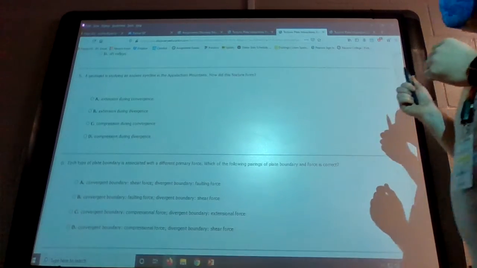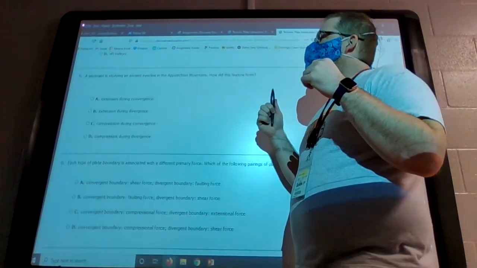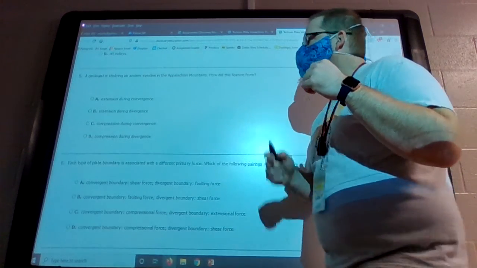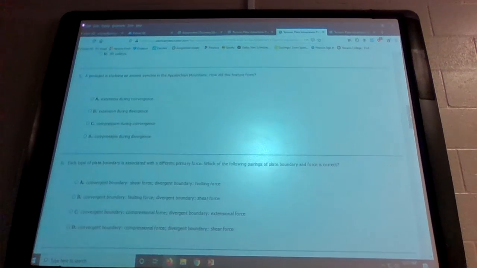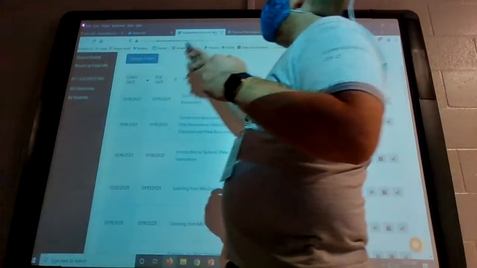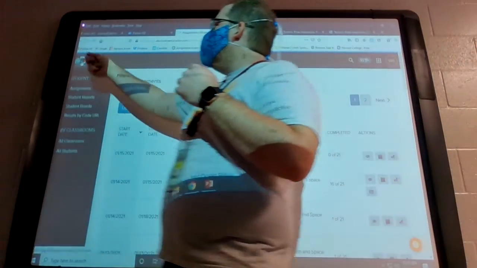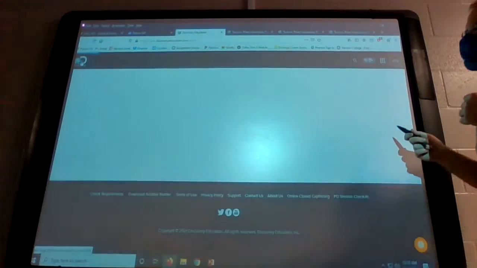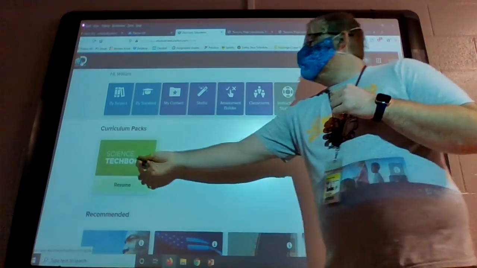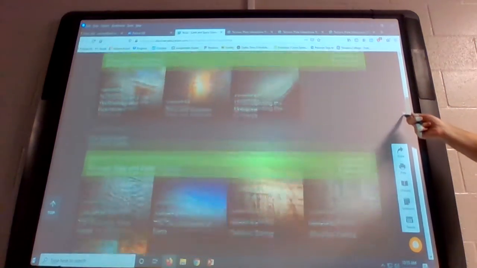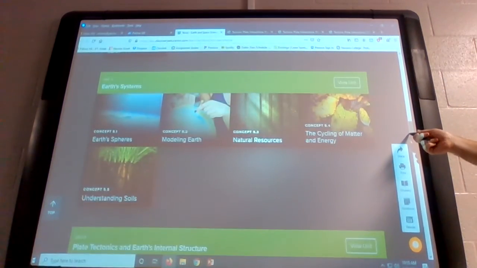A geologist is studying an ancient syncline in the Appalachian Mountains. How is this feature formed? They still haven't gone over this, so let me actually see where they're going to get to this structural stuff, because I don't believe they've talked about it yet. And Discovery Education does that quite a bit. Get ahead of themselves.